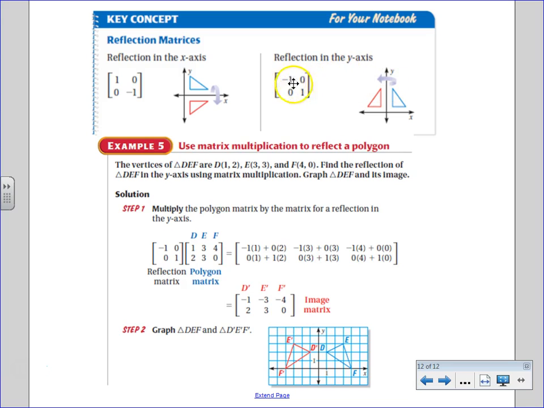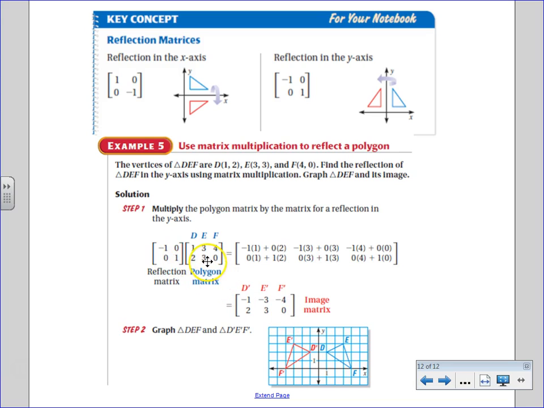And then the same idea when we're reflecting across the y-axis. The x-coordinate becomes the opposite. That's why we're multiplying by -1. The y-coordinate stays the same. That's why we're multiplying by 1. So if we take our pre-image of the triangle DEF, and if we want to reflect it across the y-axis, we need to use the reflection matrix for the y-axis.